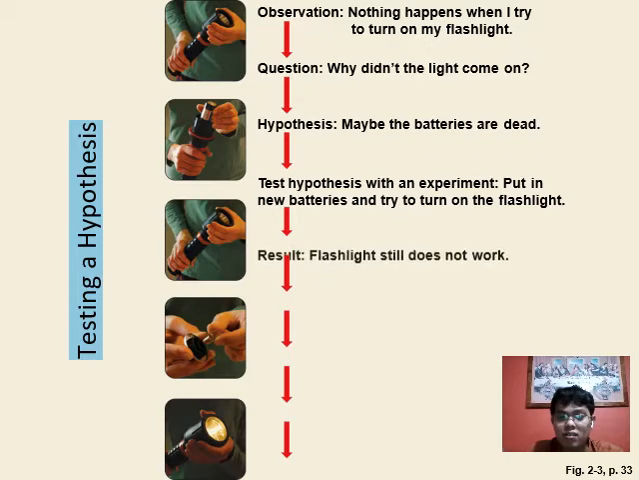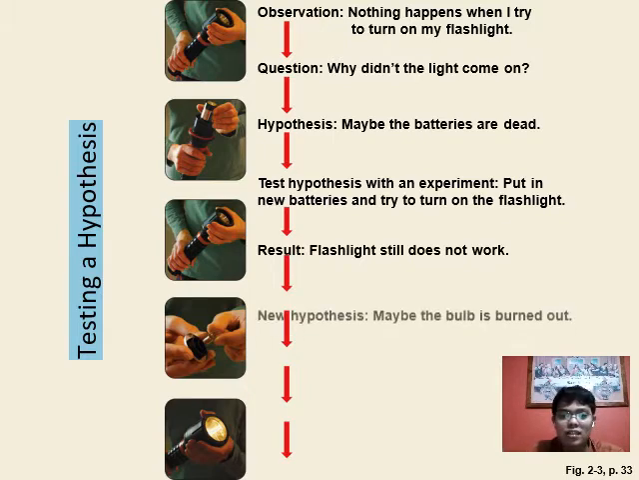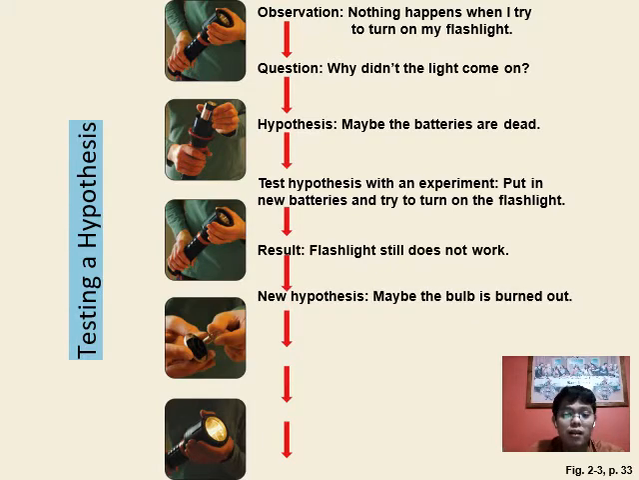And the result was the flashlight still does not work. So since the flashlight is still not working, we need to form another hypothesis. What could be another reason why the flashlight is still not turning on, since we've already put in a new battery? So the next hypothesis would be maybe the bulb is burned out. So the bulb of the flashlight might be burned out.